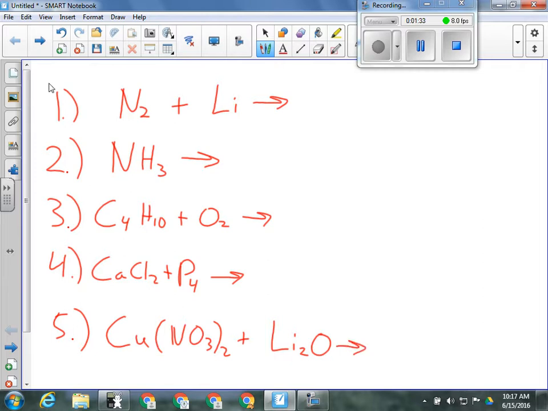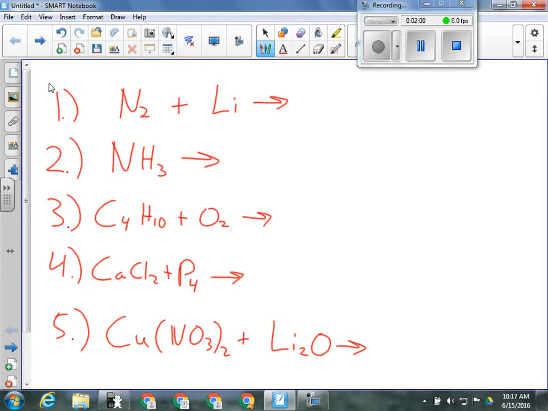Okay, so we've got one of each reaction type here. If we're going to predict the products of a chemical reaction, the first thing we have to remember is what kind of reaction is going on. In our first reaction, I have two elements reacting with one another. Who remembers what kind of reaction that is? That's a synthesis reaction. In a synthesis reaction, I make a single compound out of the two elements.